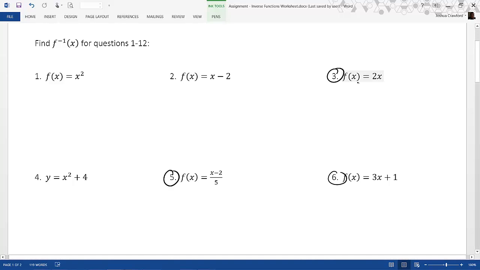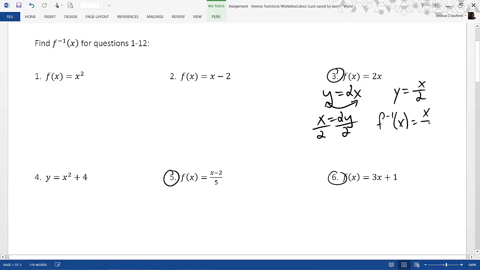So first off, let's replace f of x with y. y equals 2x. Next up, we need to switch x and y. So we'll have x equals 2y. And then we need to solve for y to find our inverse. So divide by 2 to get y by itself, and you'll get y equals x divided by 2. Last step, replace y with the inverse notation: f negative 1 of x equals x over 2.